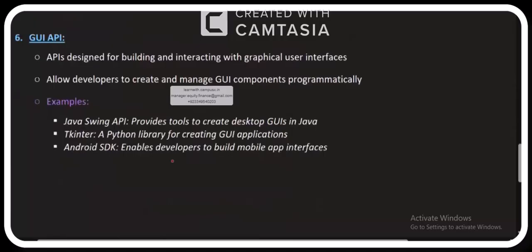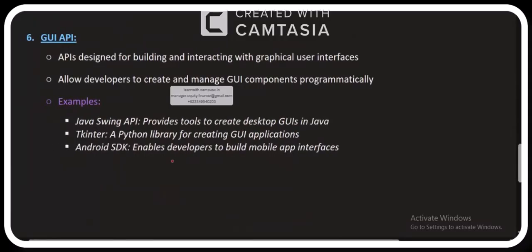And guys, last up, we have GUI API, the Graphical User Interface API. What is this? No surprise, it's an API designed for building and interacting with graphical user interfaces. It allows developers to create and manage GUI components programmatically, right? For example, Java Swing, Tkinter, Android SDK. So what are these? Let's say you want to customize, for example, guys, I'll talk about Tkinter.